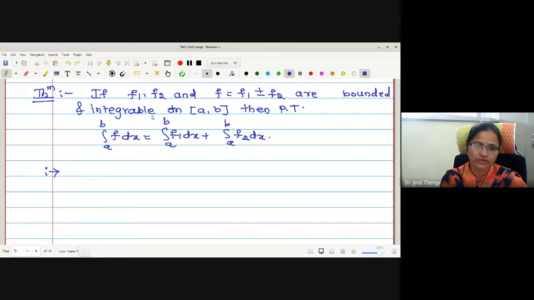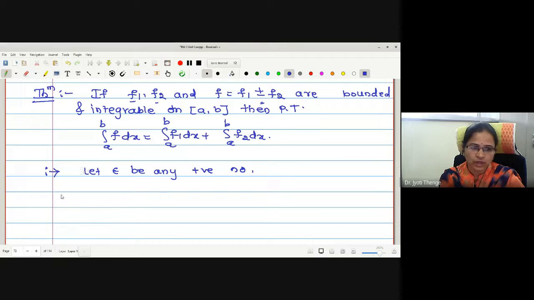It is given that all the functions are integrable: f1, f2 and f1 plus minus f2. First we will prove the case of addition, then we will go for difference. Now time being, let me write the three definitions of functions f1, f2 and f being integrable by using the second definition, the Riemann sum definition. For this, let me start with an epsilon positive. Let epsilon be any positive number. I will write since f1, f2 are integrable.